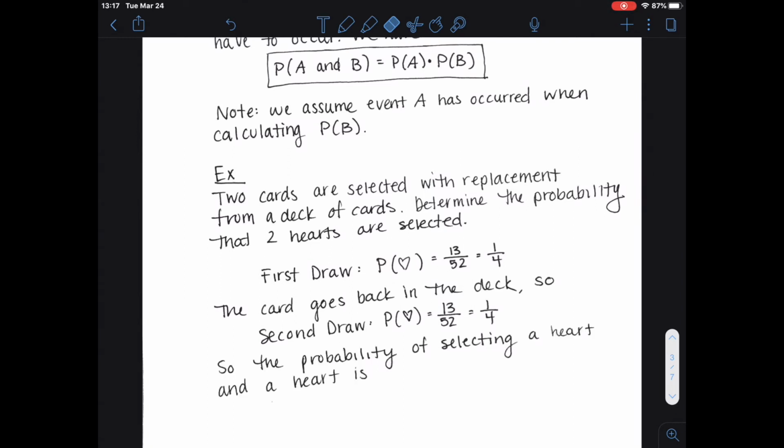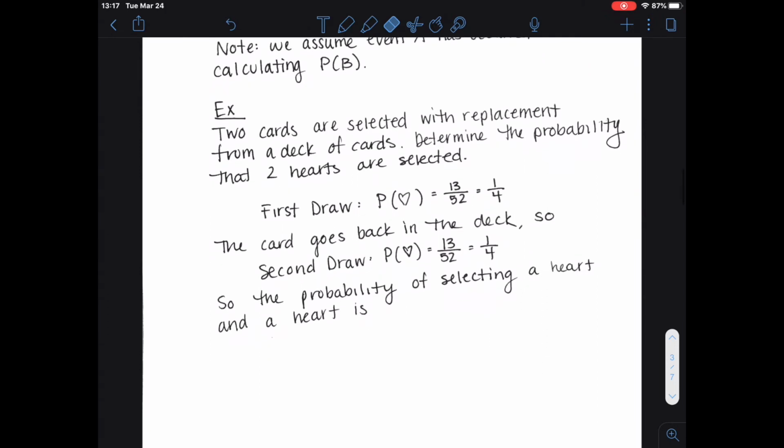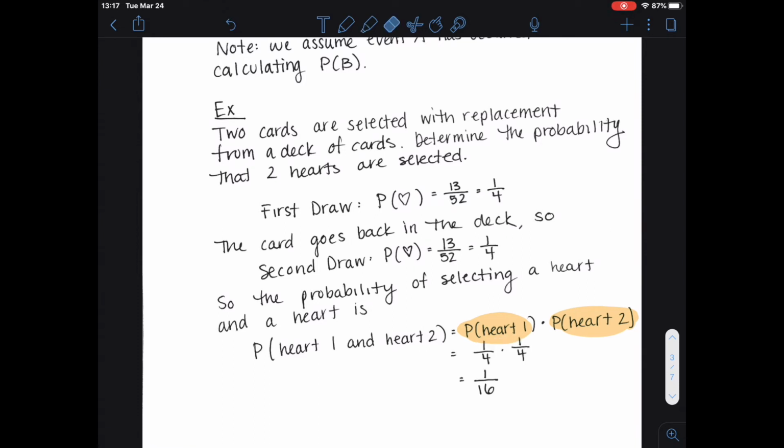So what that means is we've got the probabilities of each of these events, the first draw and the second draw. So if we want the probability that the first draw is a heart and the second draw is a heart, you multiply the probability of the first heart being drawn multiplied by the second heart being drawn. So each of them has a 1 in 4 chance. So you multiply 1 over 4 by 1 over 4. The probability that you're going to select 2 hearts in a row is 1 out of 16.